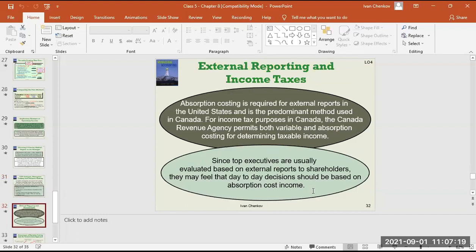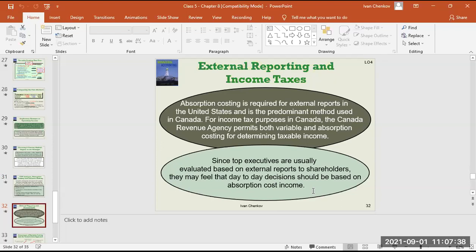So once you do the break-even analysis, you have to be very careful and ask the company what kind of cost system they're using. If they're using the absorption, you have to convert to the variable in order to do the proper cost volume profit analysis.